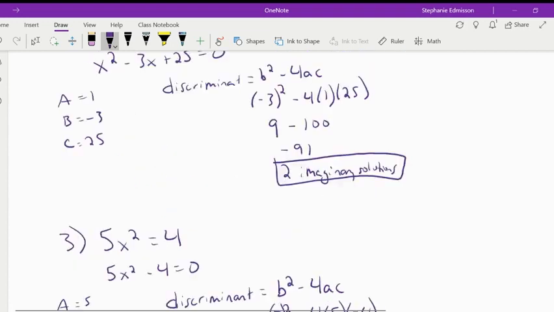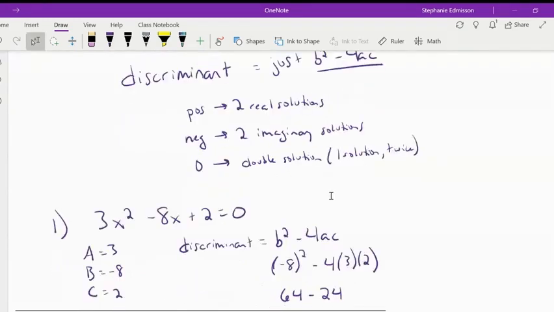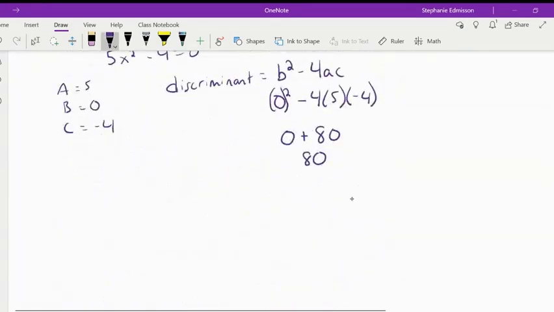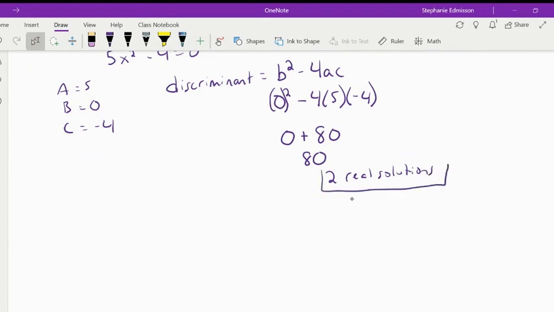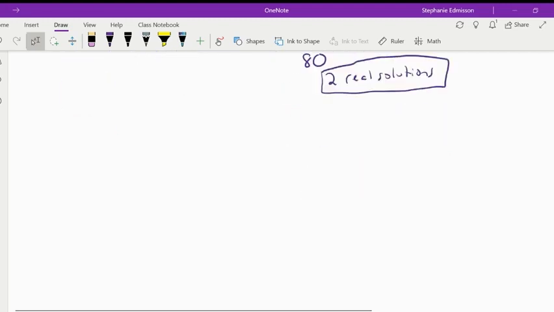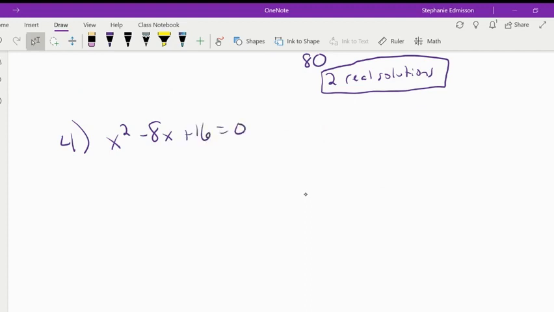80 is a positive number. If we scroll up to the top, positive means there's two real solutions. So I would just say 2 real solutions, meaning it's not imaginary, it's real. They're real numbers. Okay, last example, example 4. X squared minus 8x plus 16 equals 0. I already have it equal to 0, so I can go ahead and assign my variables a, b, c. A equals 1, b equals -8, and c equals 16.